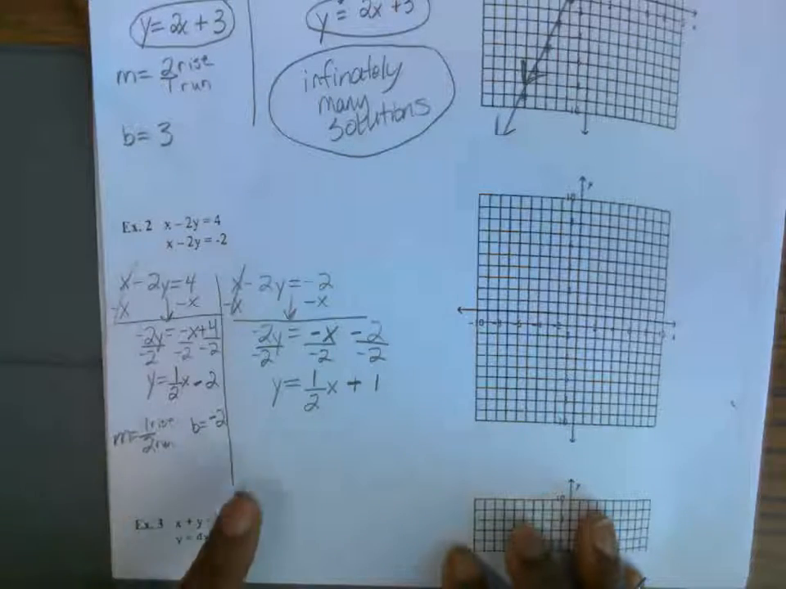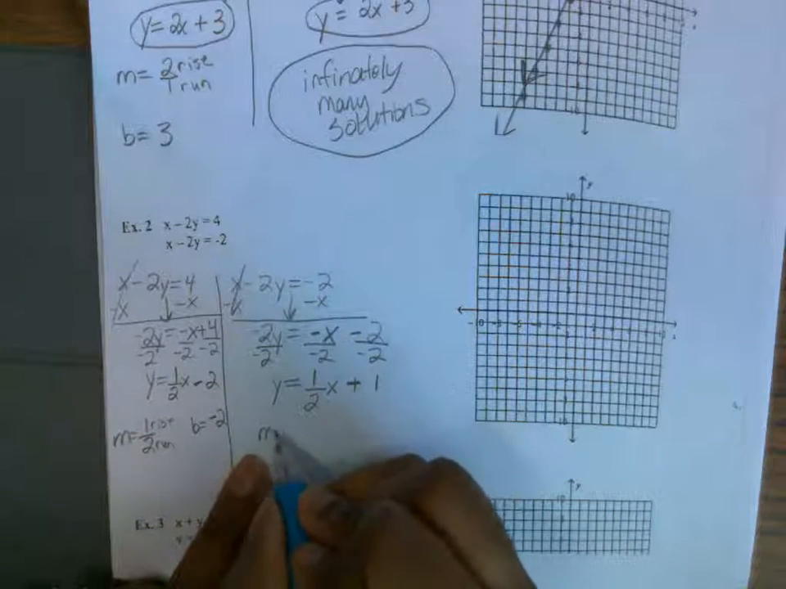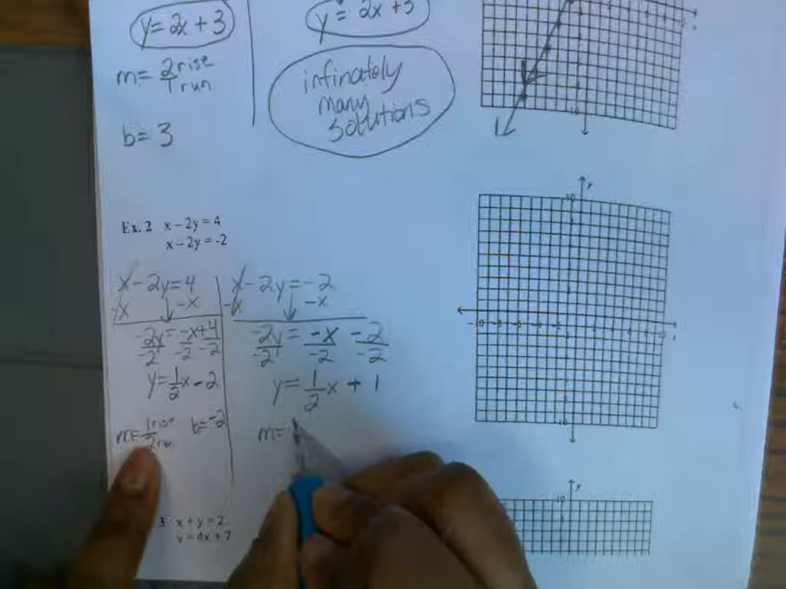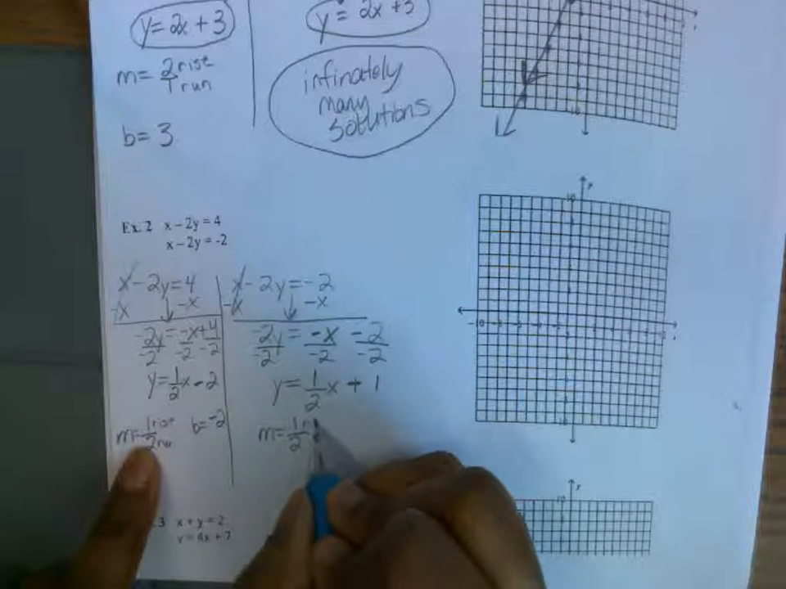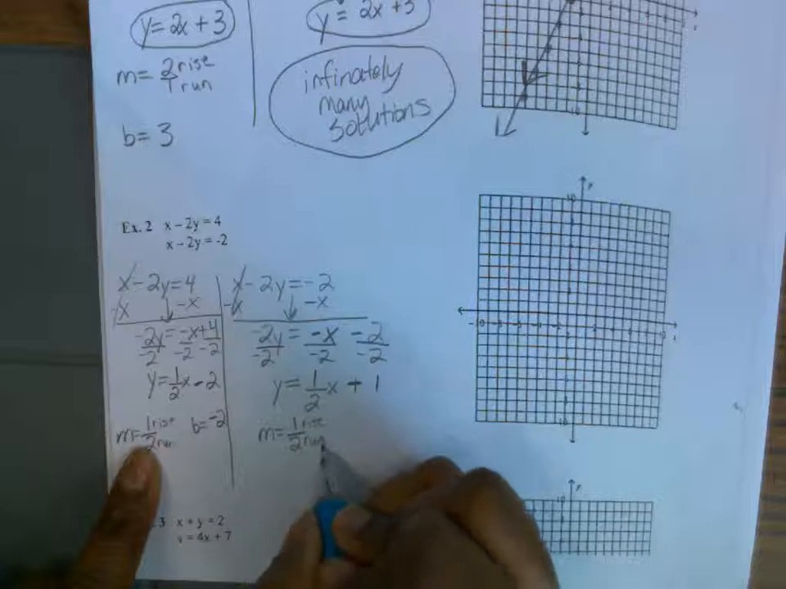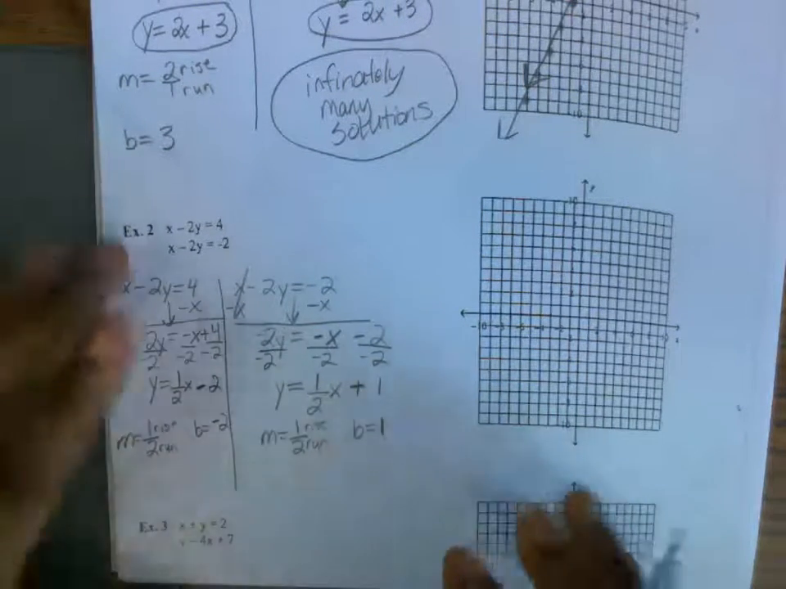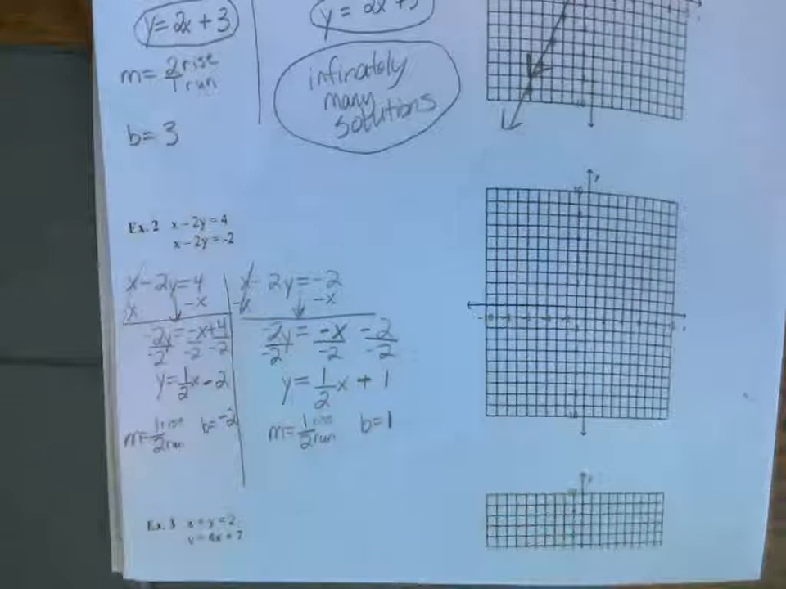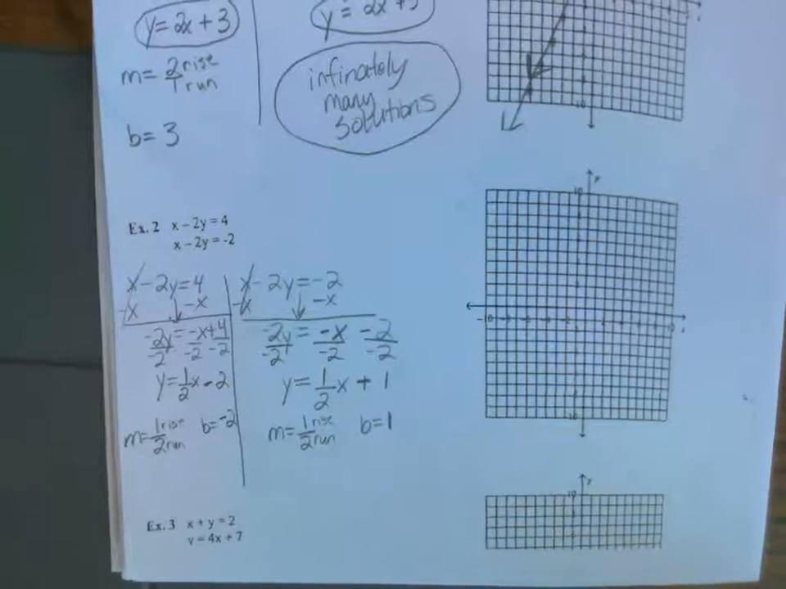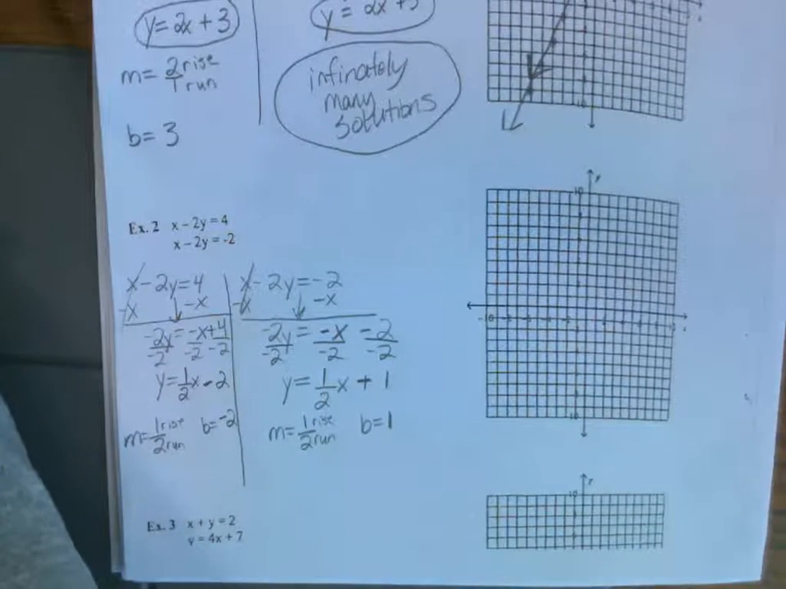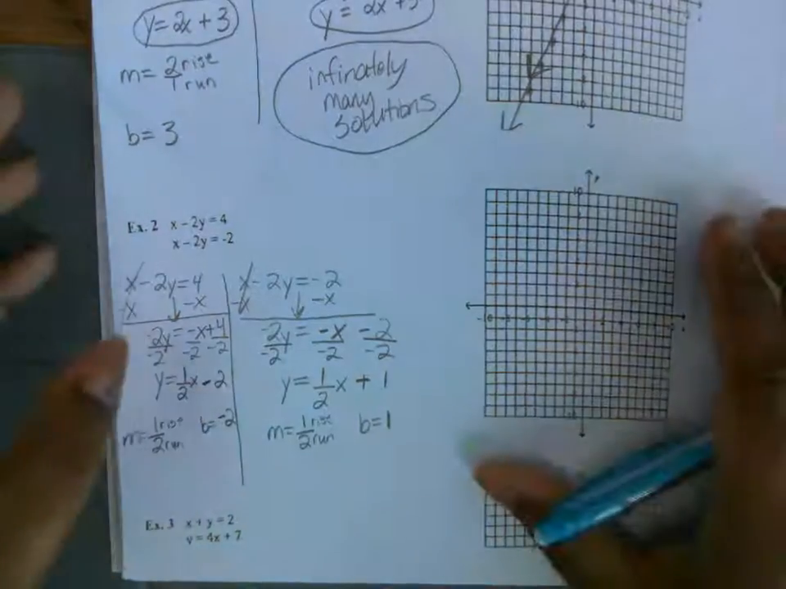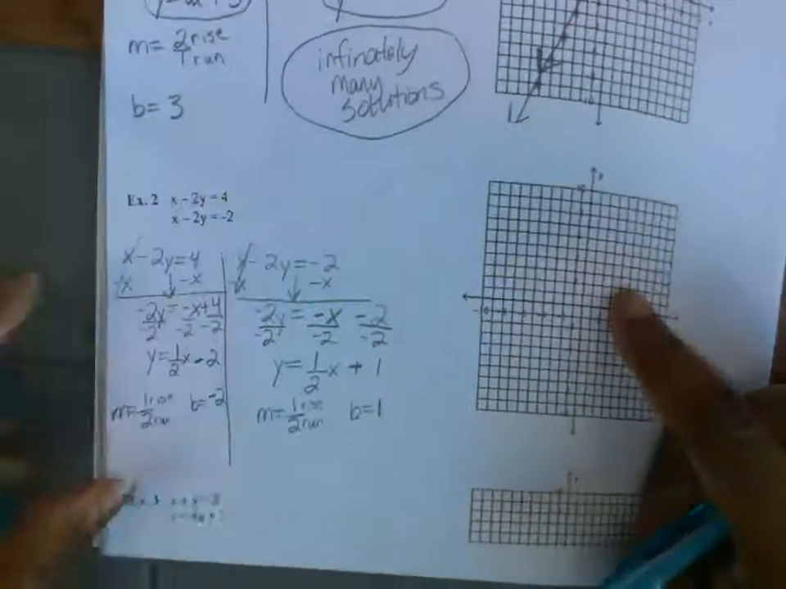Okay? So my slope for this one I notice is the same as my slope here. 1/2. This is my rise. This is my run. My y-intercept is different though. My y-intercept is 1. What I know about equations that have the same slope is that they're going to be parallel. So already I know they're not going to touch each other at all. So this is going to be no solution. So I'm going to go ahead and graph them.